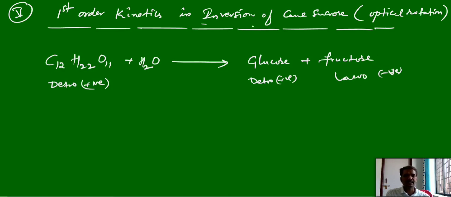So hence it is called inversion of sucrose. We are converting positive rotation to negative rotation. So it is an inversion, inversion of cane sugar.